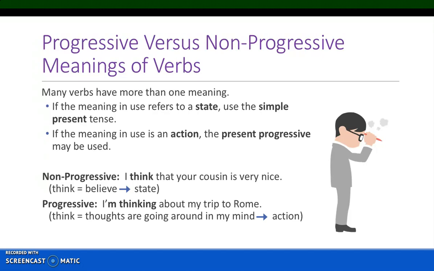Here's a meaning that is an action. I'm thinking about my trip to Rome. In this case, think means that thoughts are going around in my mind. So I'm actively doing something. This is an action. It may be used in the present progressive.